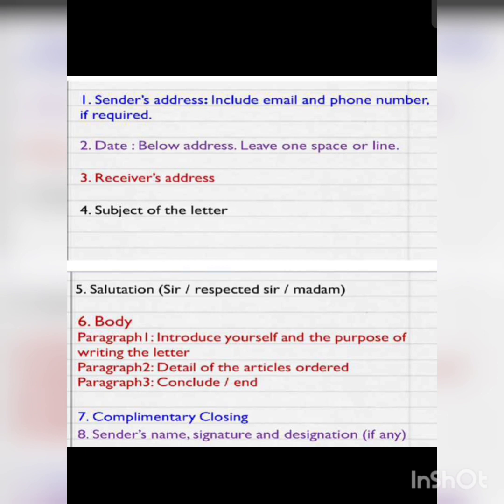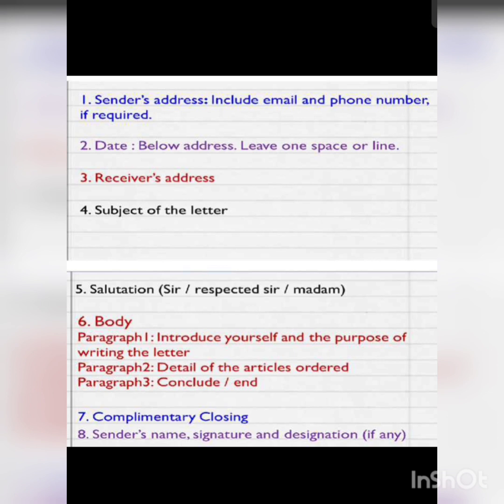We are the sender. We are going to send the letter. Then who is going to receive the letter? The one who receives the letter is called the receiver. So here we have to write the receiver's address. After writing the receiver's address, leave one line and then write the subject of the letter. Subject means why we are writing the letter, the reason to write the letter.